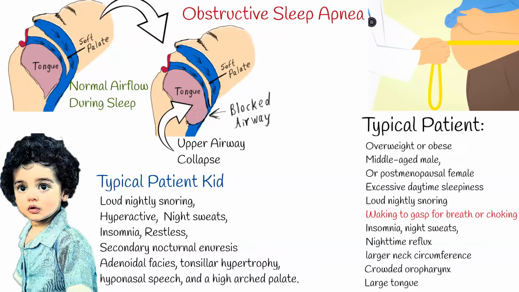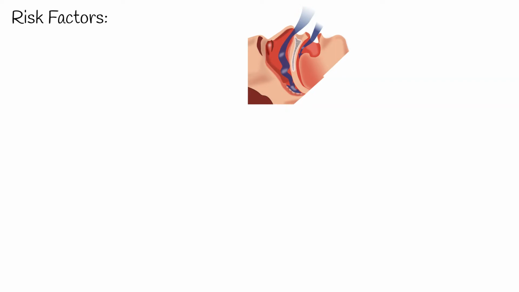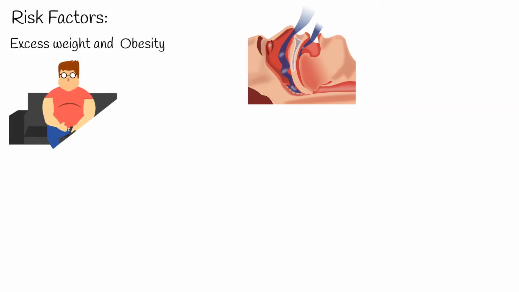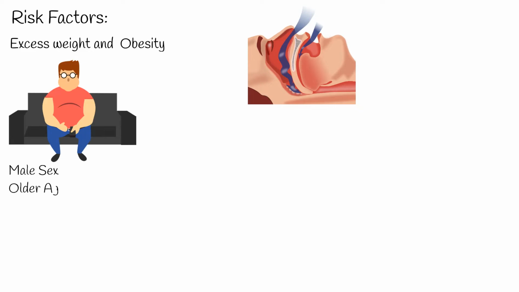Patients with Down syndrome and any other condition associated with hypertonia should be screened for obstructive sleep apnea regardless of symptoms. Risk factors. Excess weight and obesity are the greatest risk factors. Fat deposits around your upper airway can obstruct your breathing. Male sex. Being older. Family history.